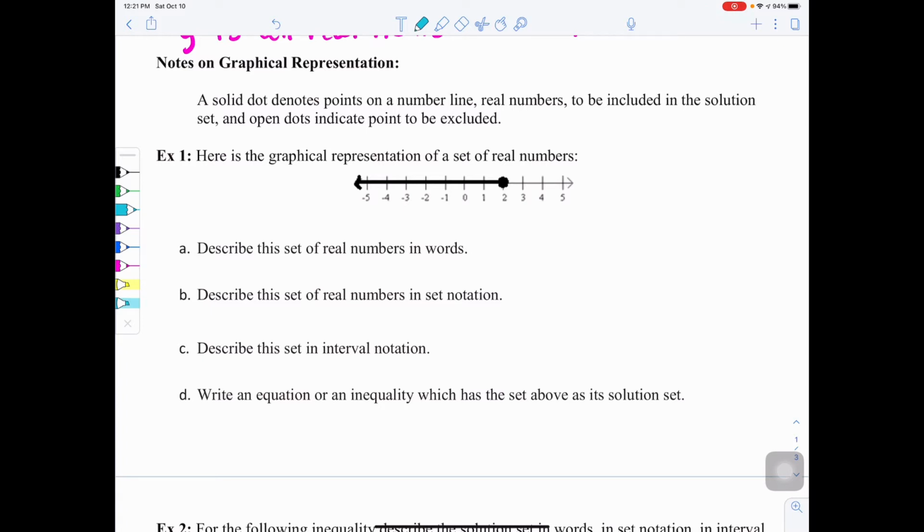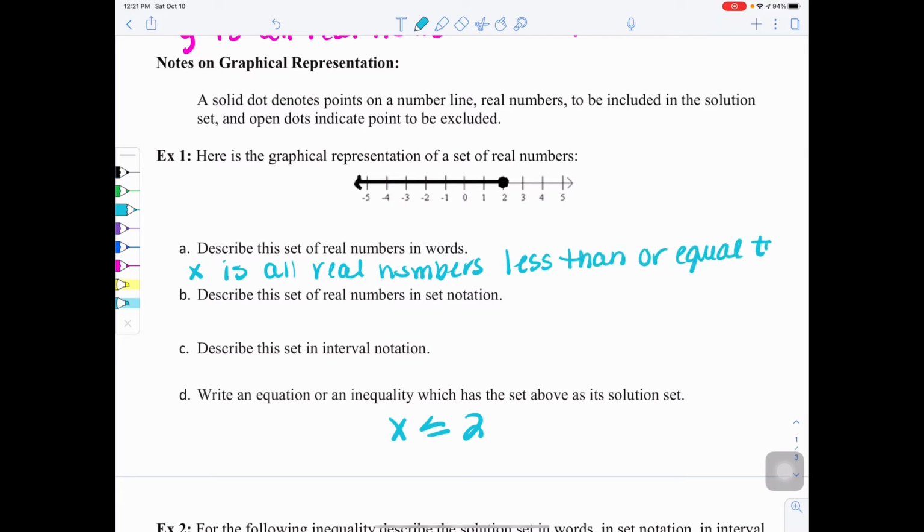What I'm seeing in the picture is a closed circle, which means 2 is included, and I see all of the numbers that are less than 2. So this is x is less than or equal to 2. Me reading that to you gives me part A, describe the set of real numbers in words. So now I know it's x is all real numbers less than or equal to 2.